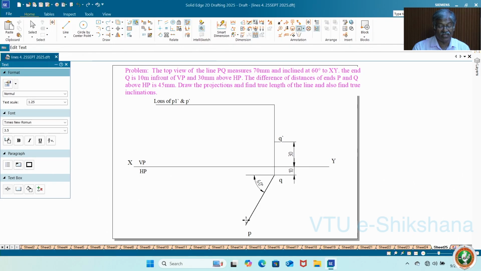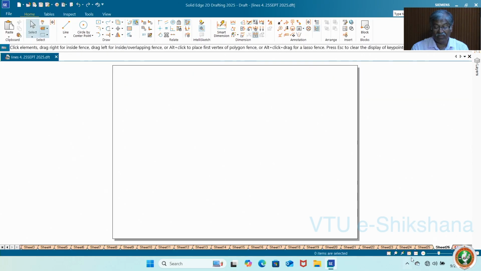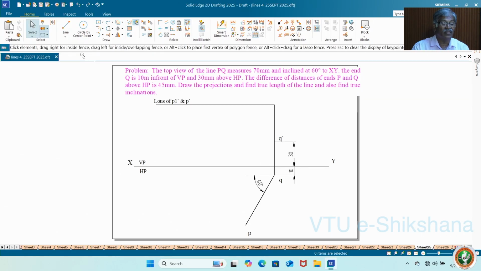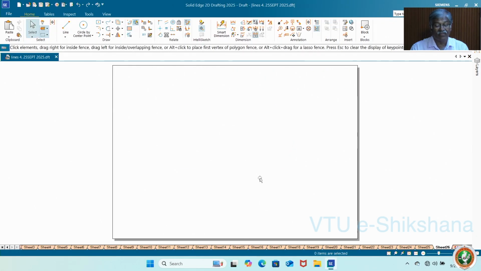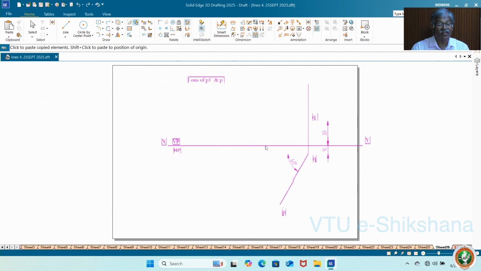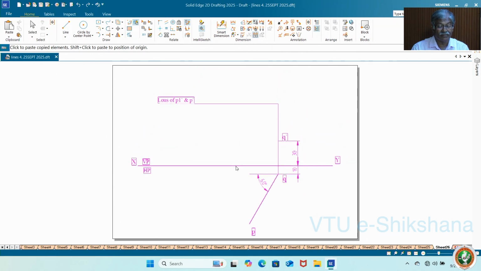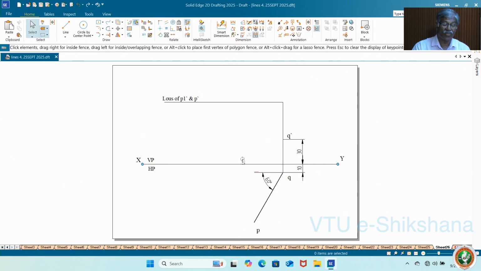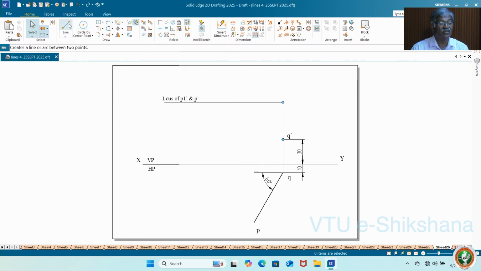I can also fix the locus of this. See here, let me take it to another sheet so that you understand better. So what are given, I have identified here. Next I will keep this procedure neatly and further what to do. The top view is given and this one is identified. Now we are left with this.